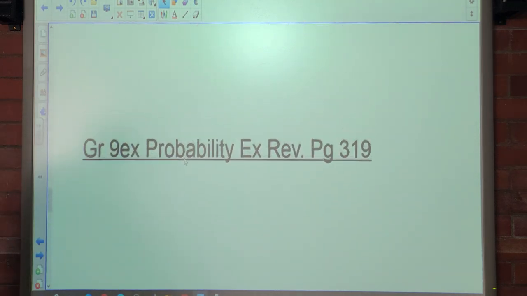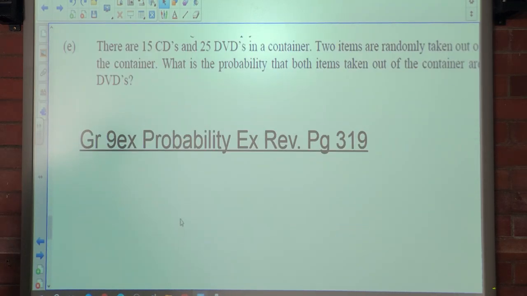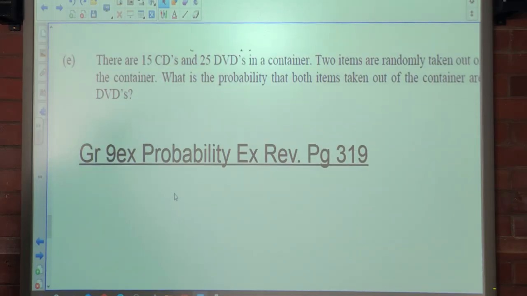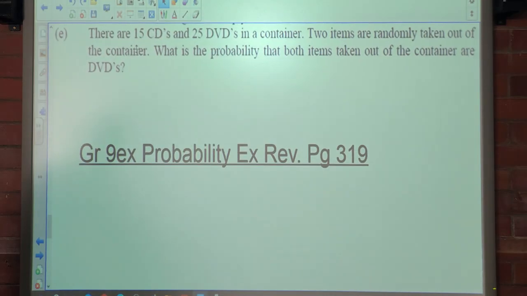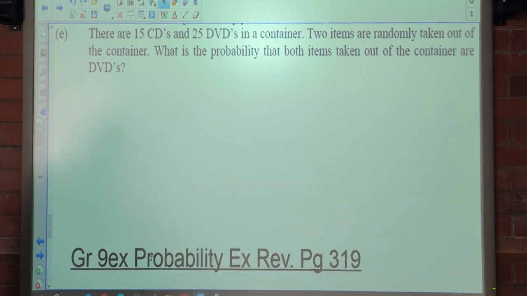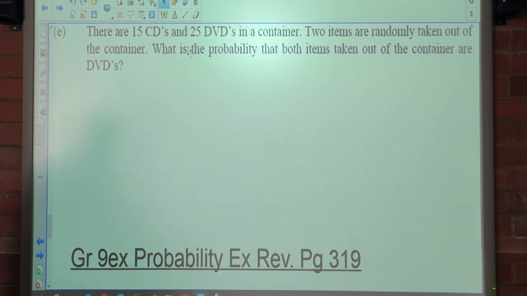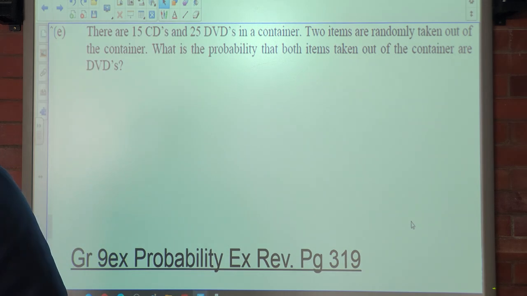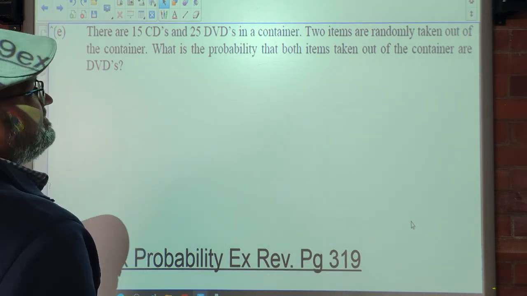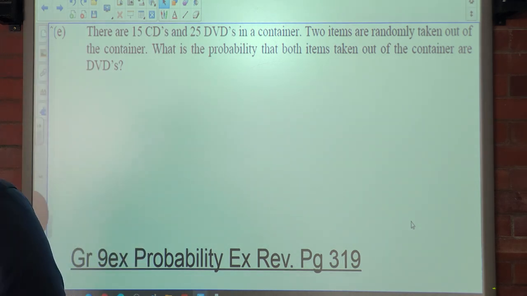Is there another sum? Yes? This is the last one. Here we are told you have 50 CDs. You guys know what CDs are, no? Okay. There are 15 CDs and 25 DVDs in a container. 2 items are randomly taken out of the container. What's the probability that both items taken out of the container are DVDs?